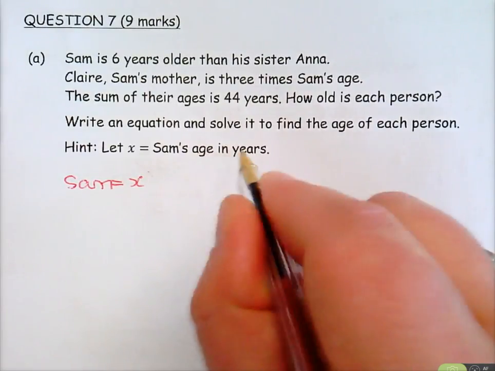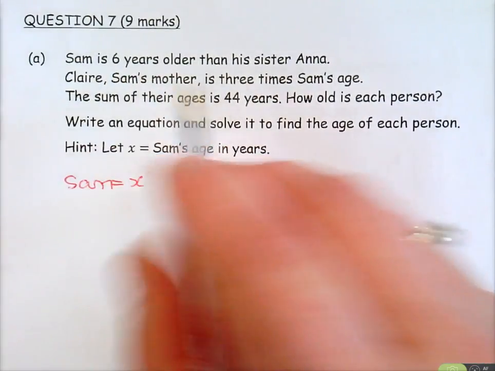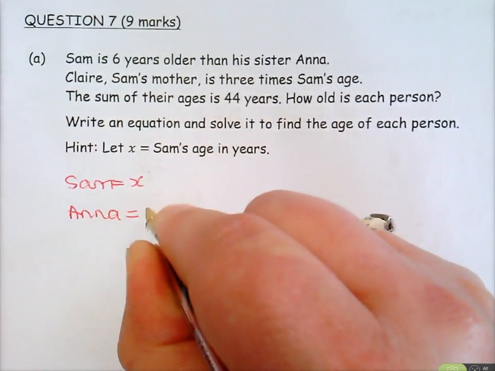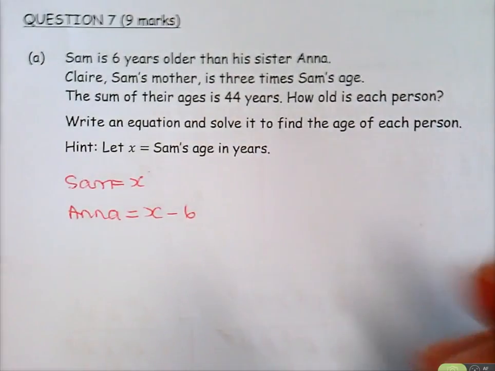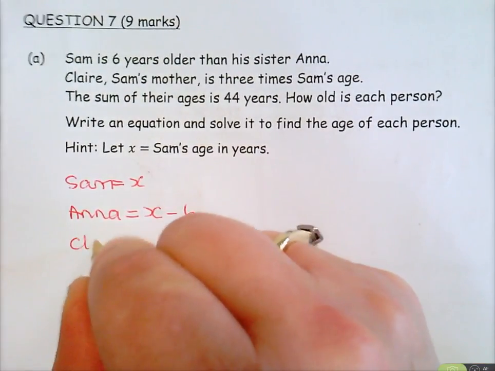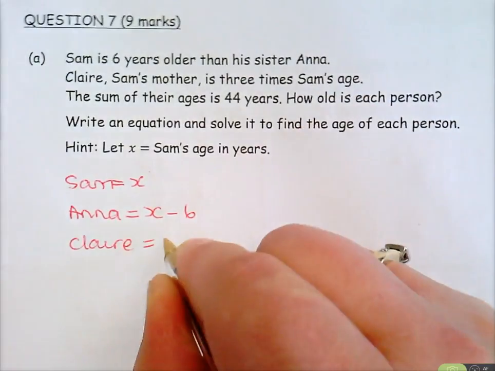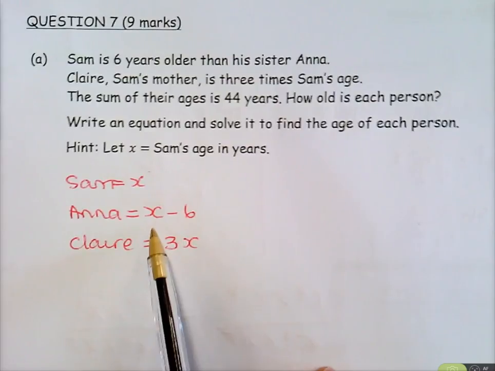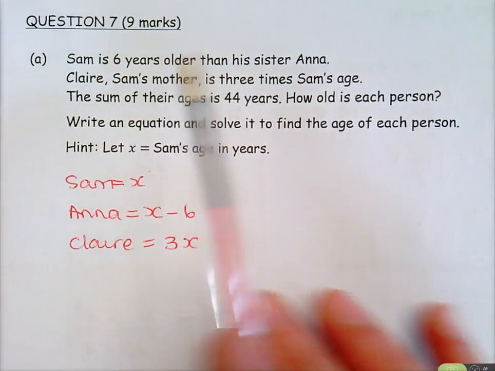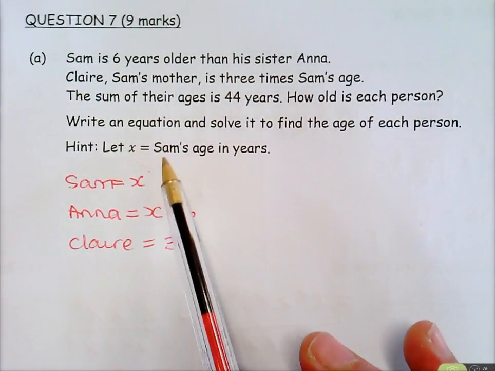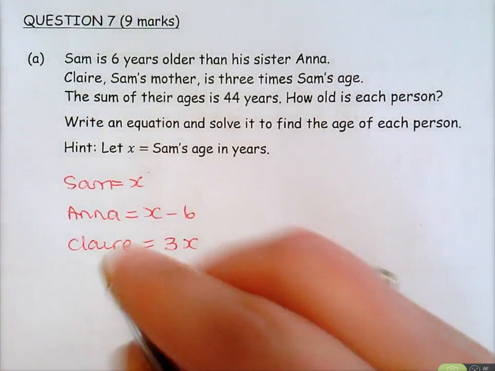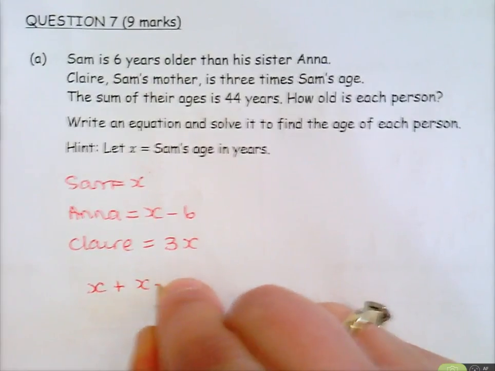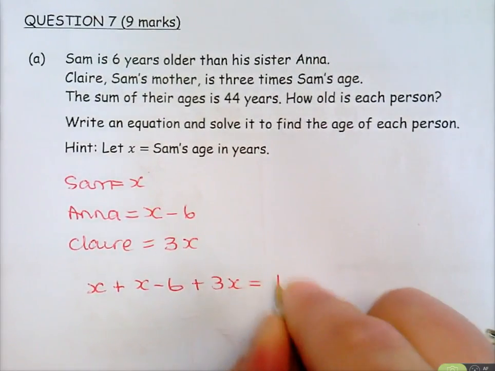So if Sam is x, now he's 6 years older than Anna. So Anna must be less than x, so Anna is x minus 6. And Claire is 3 times Sam's age, which is 3 times x. Okay, so just be careful with this one for Anna. We know that Sam is older than Anna, so if Sam is x, Anna is less than that, which is x minus 6. We know the sum of their ages is 44, so we've got x plus x minus 6 plus 3x is 44.